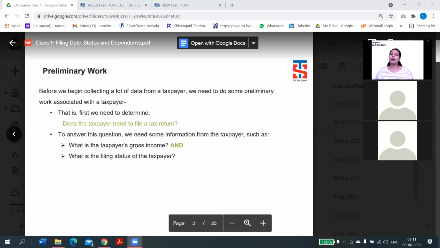This happens. I had a client last year. On 15th October, we filed the extension. April 15 is the deadline for filing the individual tax return, Form 1040. Okay. Now we filed the extension, and extension is given for 6 months. So we had an extended return to file on October 15.